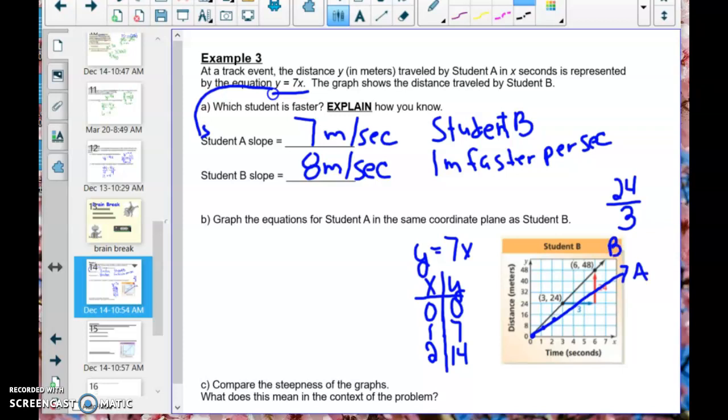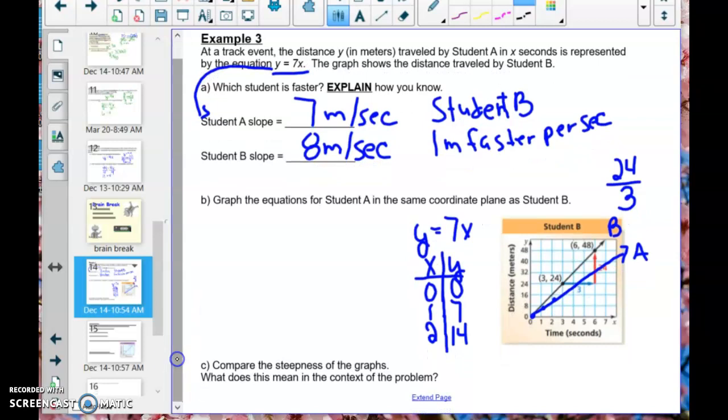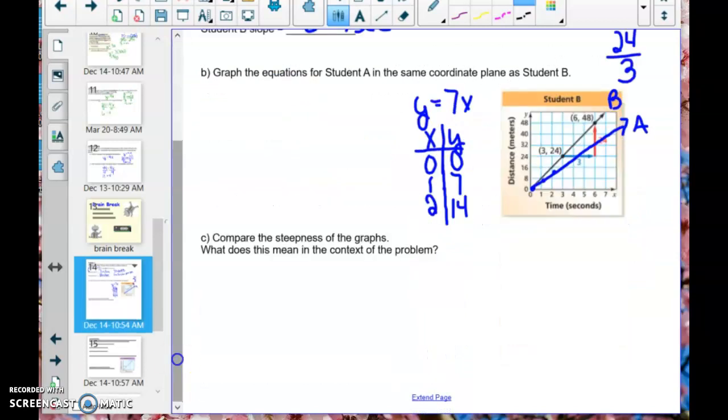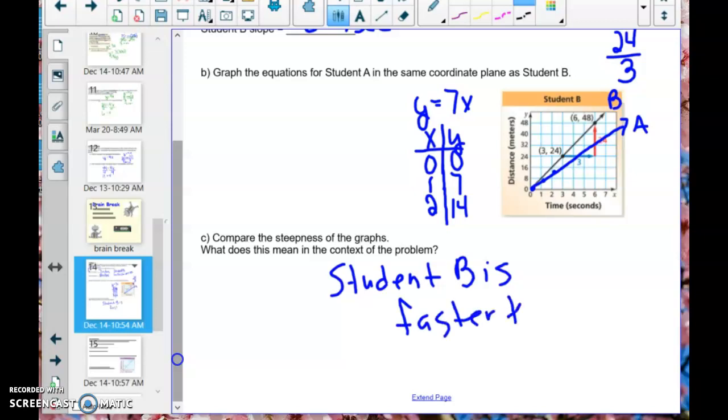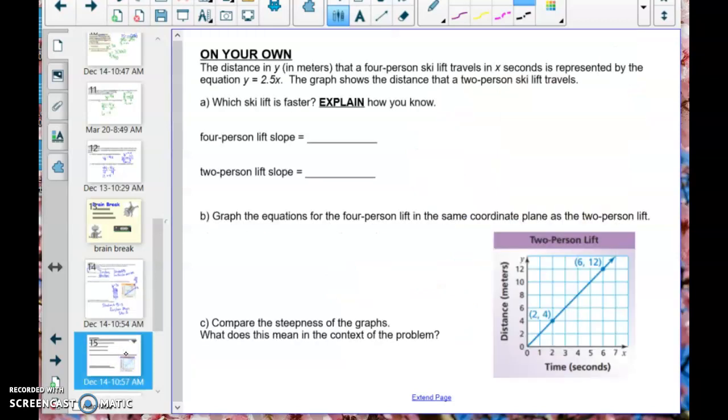Now, when you compare the steepness of the graphs, you can see that student B has a steeper line. What does that mean in the context of the problem? Well, that means student B is faster than student A. All right, you can pause the video and do this one on your own.